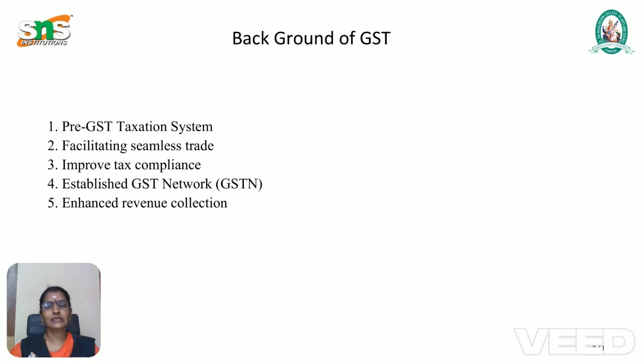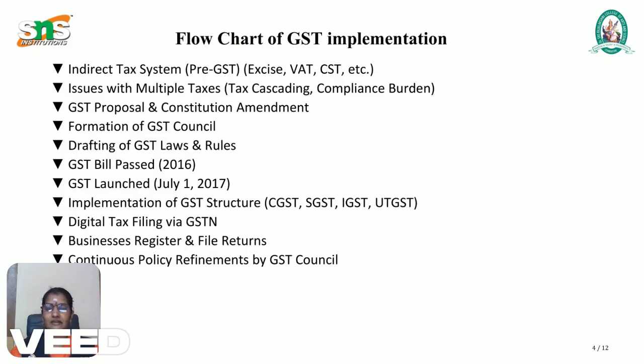And GST network, GSTN, is nothing but the taxpayer or the business people paying the tax through online. That particular system is called GSTN, that is GST network. While we are paying tax through one network, online payment, that is why it's called GSTN. Next we move to the enhanced revenue collection. As a government, they are going to improve their revenue generation. That's why we are using the GST.